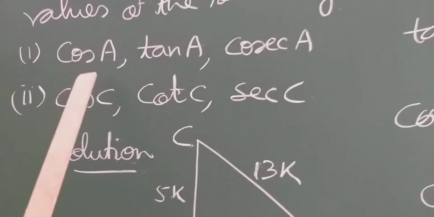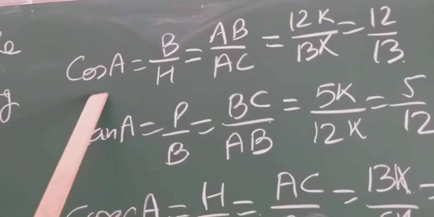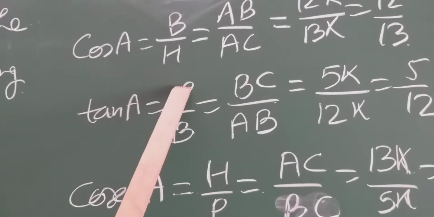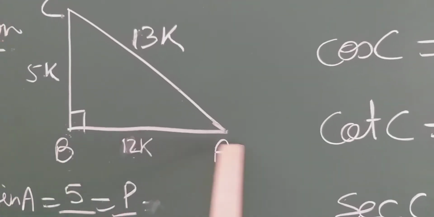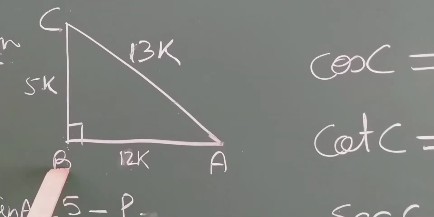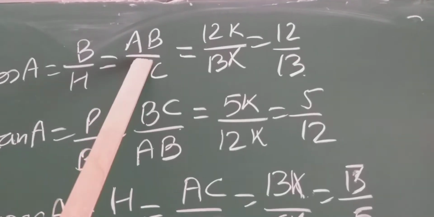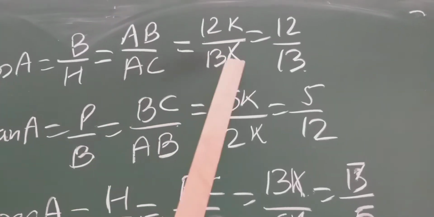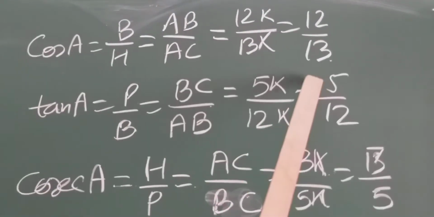So we have to find cos A, tan A, cosec A. Let us find cos A. Cos A equals B upon H for angle A. So this is angle A, this will be base and this is hypotenuse. So AB upon AC. That's why I have written AB upon AC. AB equals 12k, AC equals 13k. K cancels. So cos A equals 12 upon 13.